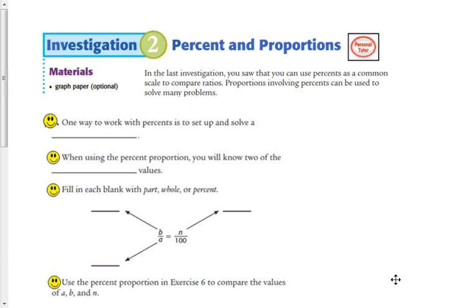In this lesson we're going to learn how to use proportions to solve percents. Let's just do a little vocab work here. One way to work with percents is to set up and solve a proportion. When using percent proportion, you will know two of the missing values.